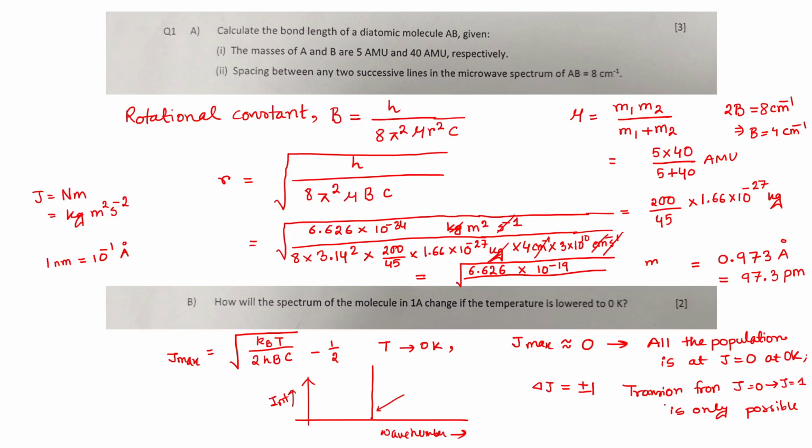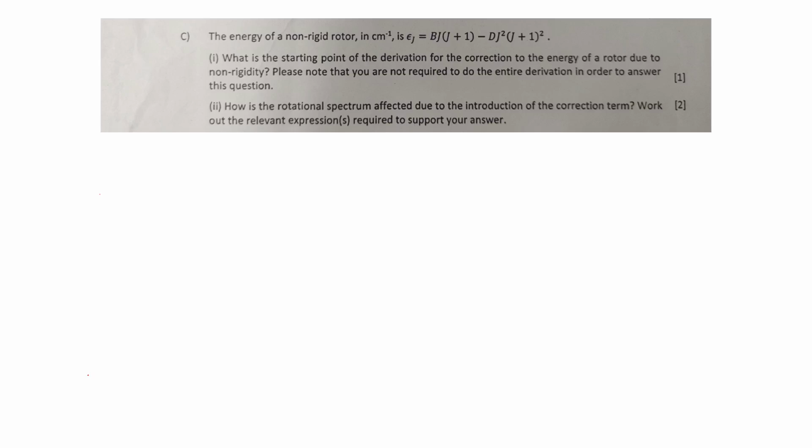So where the point will come? In this transition, what is the delta E? 2B, right? And 2B is given to us as 8 centimeter inverse. So you have to mention that also. We are expecting only one transition, one distinct spectrum, and that too at 8 centimeter inverse. So that's a correct answer. I hope this is correct, then we can go to the next question.